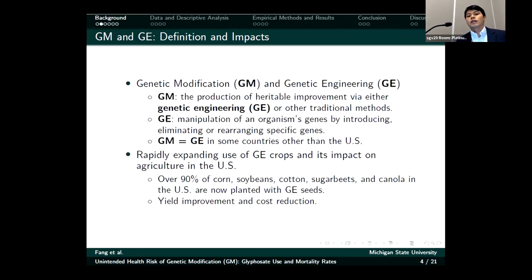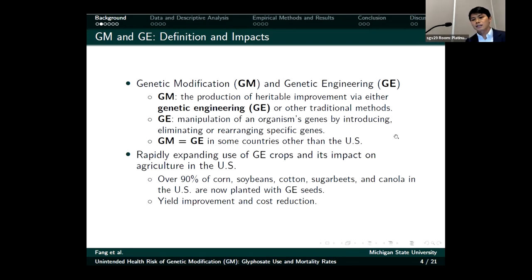So first, genetic modification or genetic engineering is perhaps one of the most important technology adoptions in the United States in the past two or three decades. Following the definition of the USDA, genetic modification is defined as the production of heritable improvement via either genetic engineering or other traditional methods, in which genetic engineering is just manipulation of the gene by introducing, eliminating, or rearranging specific genes. However, for some of you that are familiar with the concept, you might notice that in the literature, some other countries take GM as exactly the same as GE, so you can see the confusing part. The difference between these two is just a definition by the United States or the USDA.